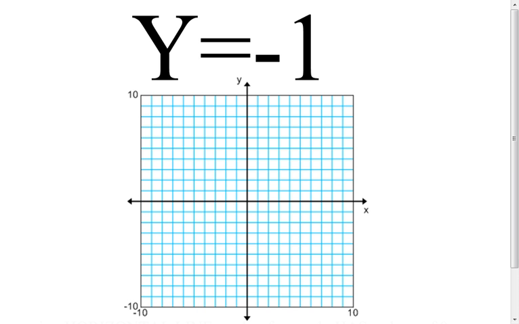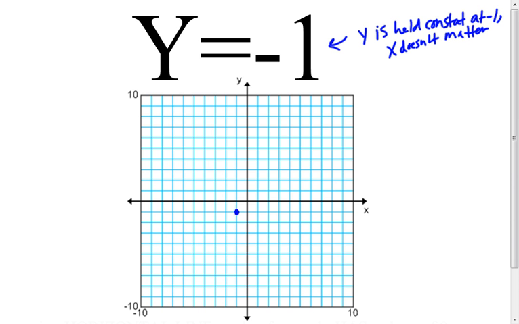Here we have y is negative 1. Again, this means that the y is held constant at negative 1. So the y can't change. The x doesn't matter. The x can change because there isn't even an x in this equation. It doesn't matter what the x is. But I'm going to hold the y constant at negative 1.